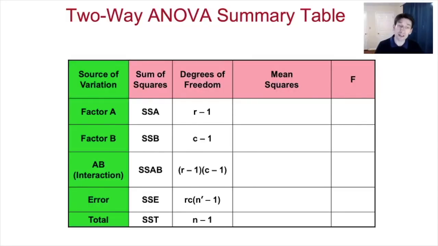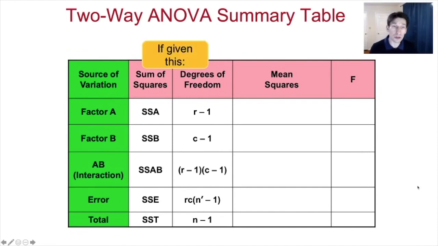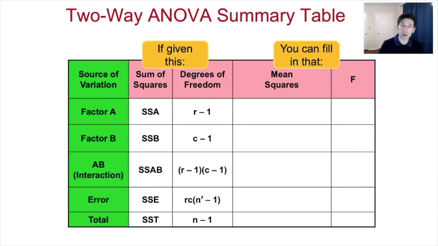Now I want to insist on this because you will have to do this in your homeworks and your exams. You will be given a partially filled two-way ANOVA summary table and you will have to complete it. Why do we ask you to do that? Well, because if you are given this, you should be able to fill in all of that, okay? So that will be one of the exercises you have to do, knowing how to compute the mean squares, how to compute the F-stats, and then make the appropriate decisions.